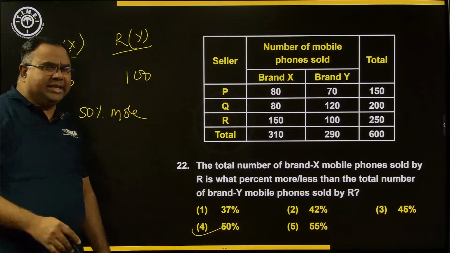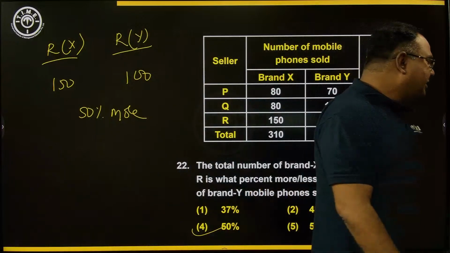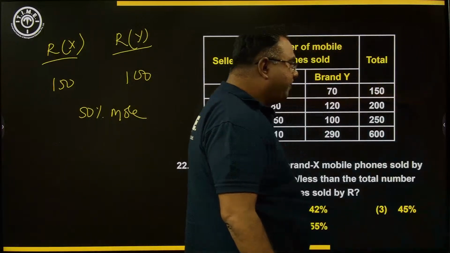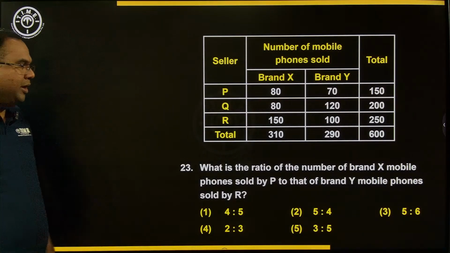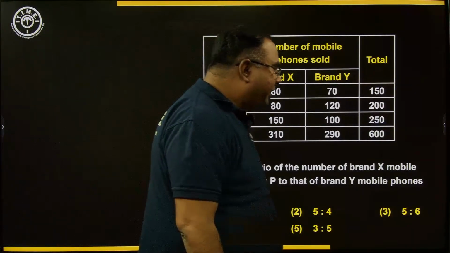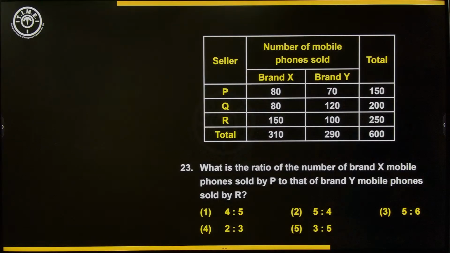This is the easiest set in the entire 25 questions. So it is 50% more. Okay. Try this. I'm waiting for your answer. 50, who has given? Bharani. Correct answer, Bharani. Try this question, ma.